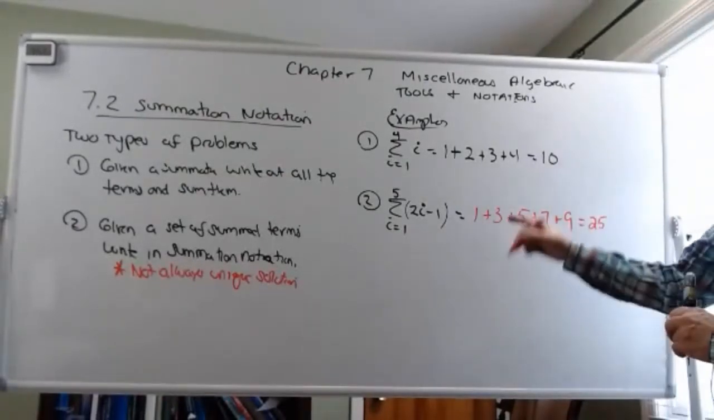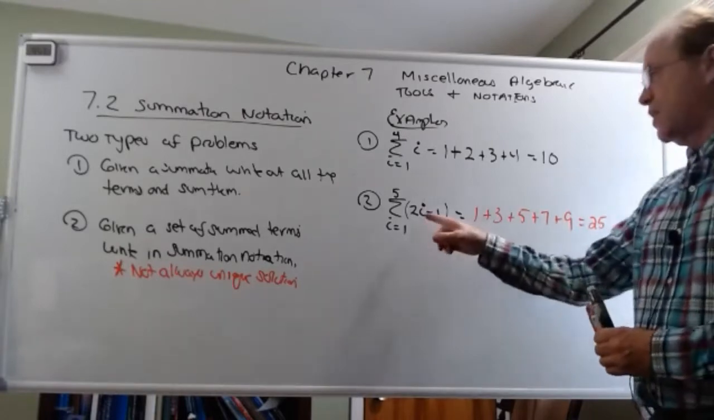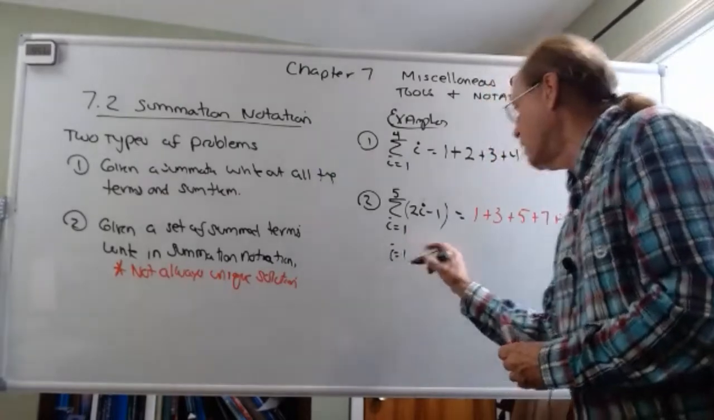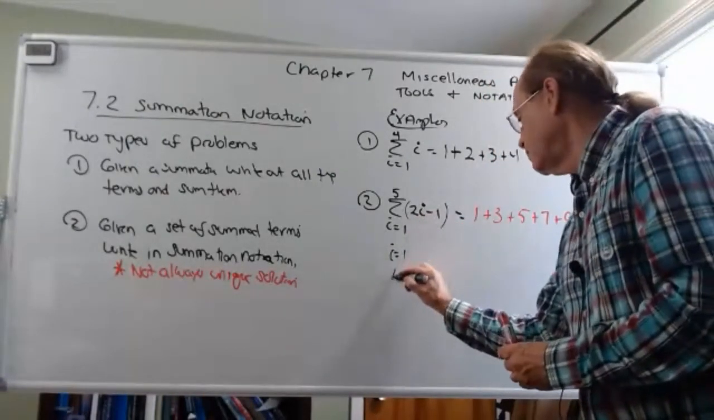And anyone want to see how I got that? Is that okay? So let's plug it in and see what we get. So we start with i equals 1. 2 times 1 is 2, minus 1 is 1.